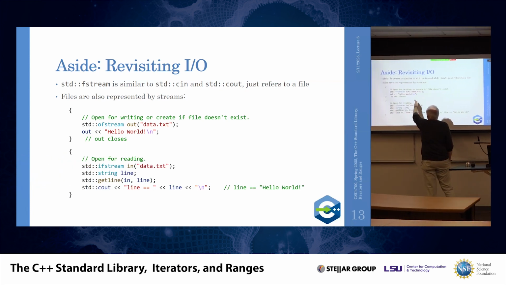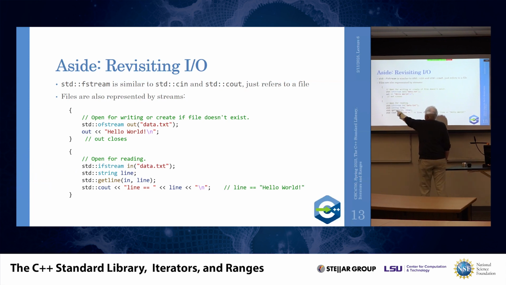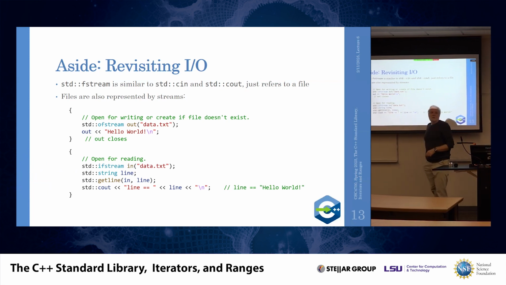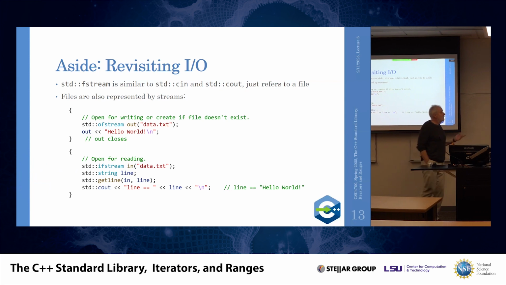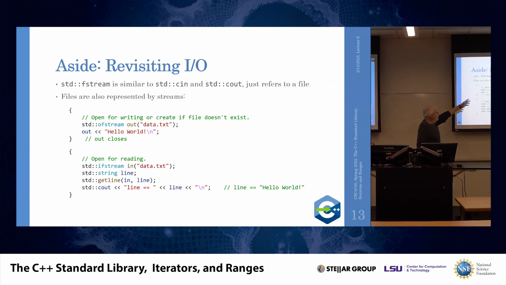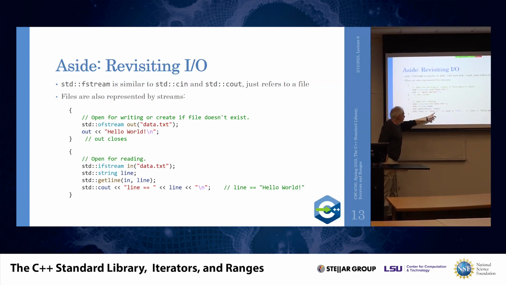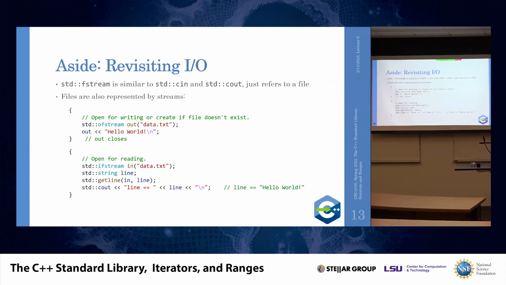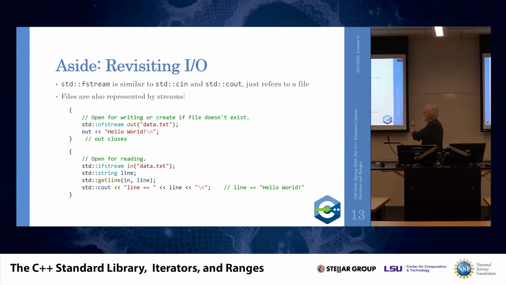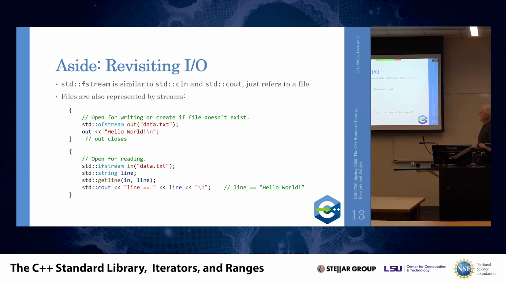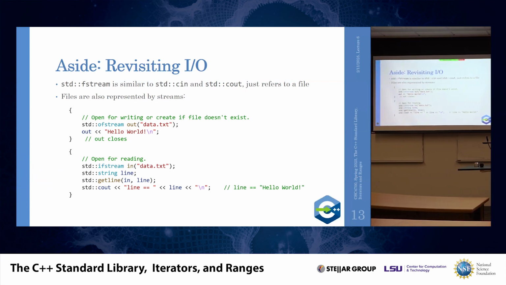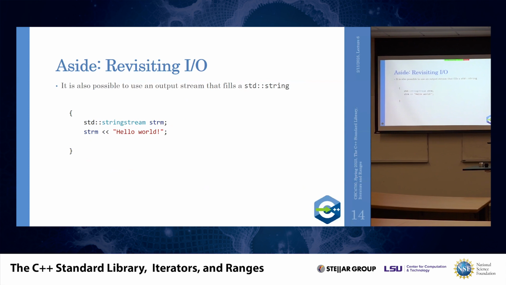So the opposite works as well. We reopen the data file now for reading. Read one line with a supplied function from the standard library, which is called getline. And we get the line back we actually wrote into the file, and we can output that to cout just to verify that. So you can use streaming operations both for input and output in a very similar way as you use it for the keyboard.